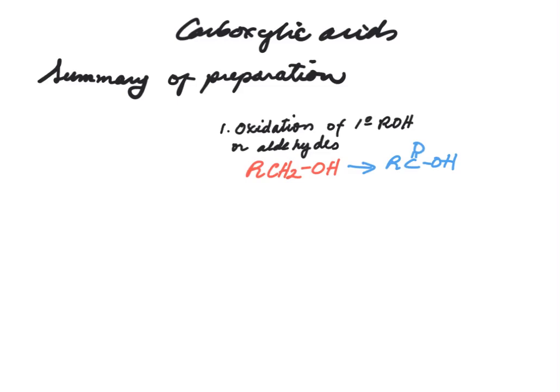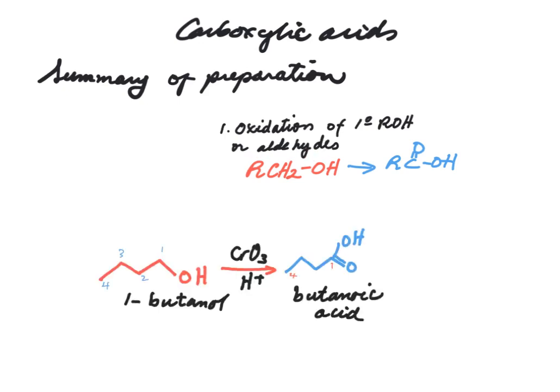This is a brief introduction to the chapter of carboxylic acids and derivatives. The first reaction that can help us prepare a carboxylic acid is the oxidation of primary alcohol or the oxidation of aldehydes. For example, 1-butanol can be oxidized to butanoic acid by use of the Jones reagent.